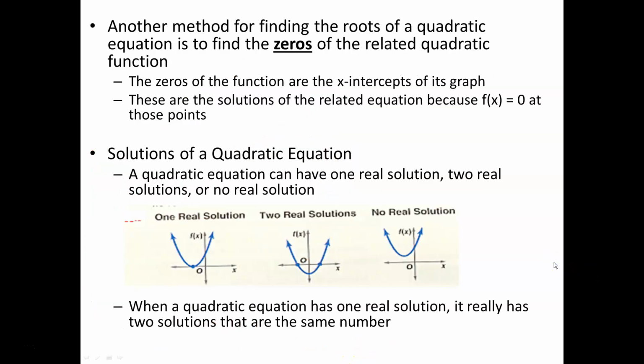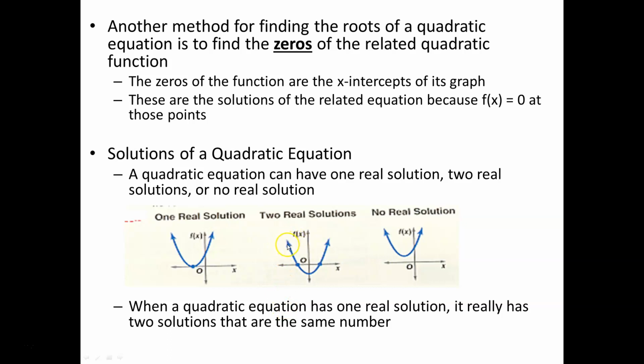And another method for finding the roots of quadratic equations is to find the zeros of the related quadratic function. Basically, we solve it by graphing. If we only have one root, like in the last problem, it just comes down, touches the x-axis, and goes right back up. That's what happened when we came up with x equals 8. It was just that one spot where it touched and went back up.